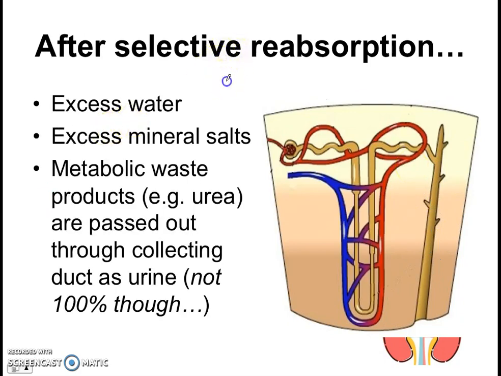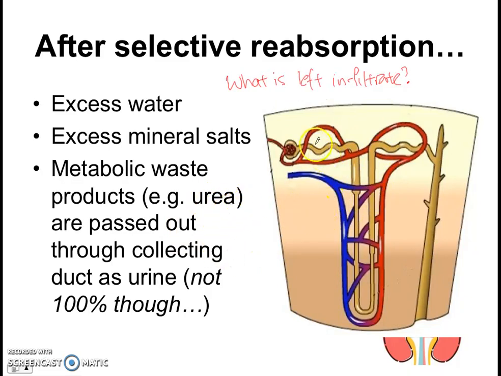So after selective reabsorption, what is left in the filtrate that's going to become urine? Well, firstly, the excess water that was not reabsorbed, the excess mineral salts which are also not reabsorbed. These are going to be going out of the body as urine, and also the metabolic waste products. For example, urea, which is still in the filtrate, will also be passed out through the collecting ducts as urine.